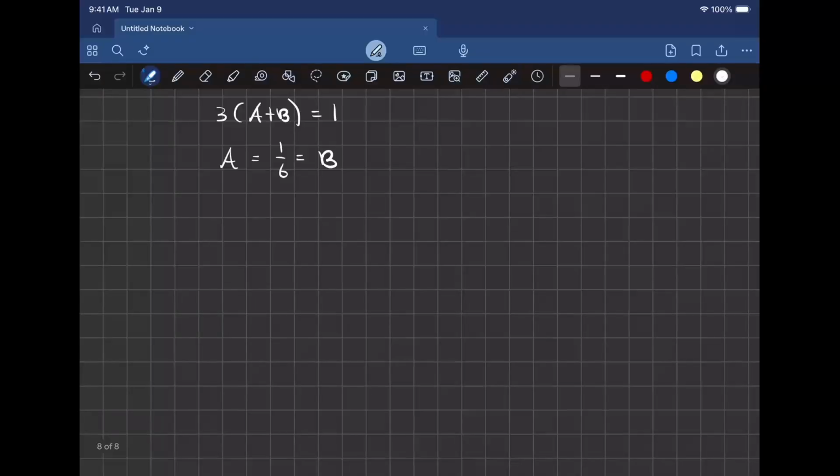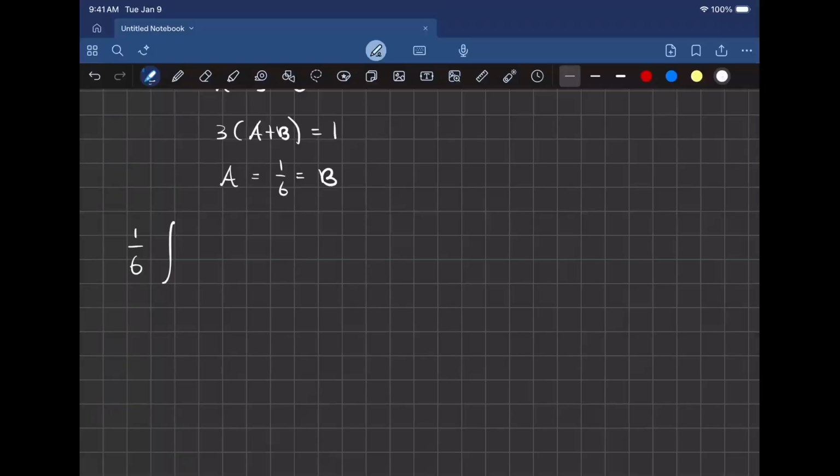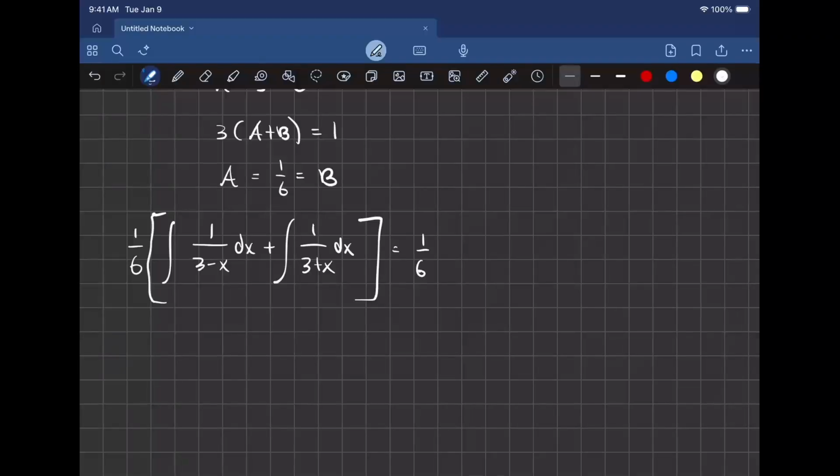So now let's set up our integral again. Let's pull this 1/6 out. So then our coefficients are just 1. So 1 over 3 minus x dx plus integral of 1 over 3 plus x dx. So we're going to get some logarithms. So 1/6 times negative natural log of 3 minus x plus ln 3 plus x plus c. And that's it. That's our solution.